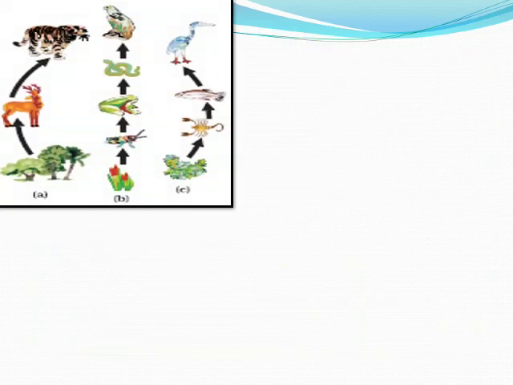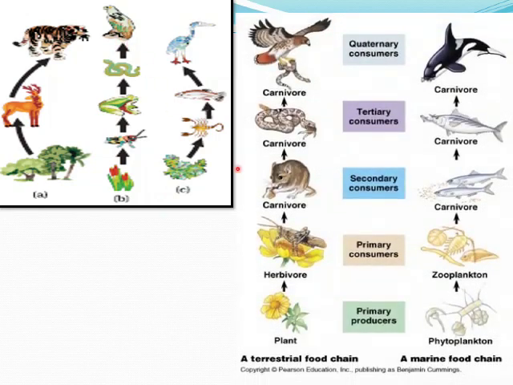Now let us see the examples with picture. If you see this picture, we have 3-level food chain, this is 4-level food chain, and this is 5-level food chain. If you come here, we have a terrestrial food chain and a marine food chain. Terrestrial food chain means it is on land. It means plants are eaten by herbivores. Herbivores are eaten by carnivores. Carnivore is eaten by another carnivore, and this carnivore is eaten by top carnivore.